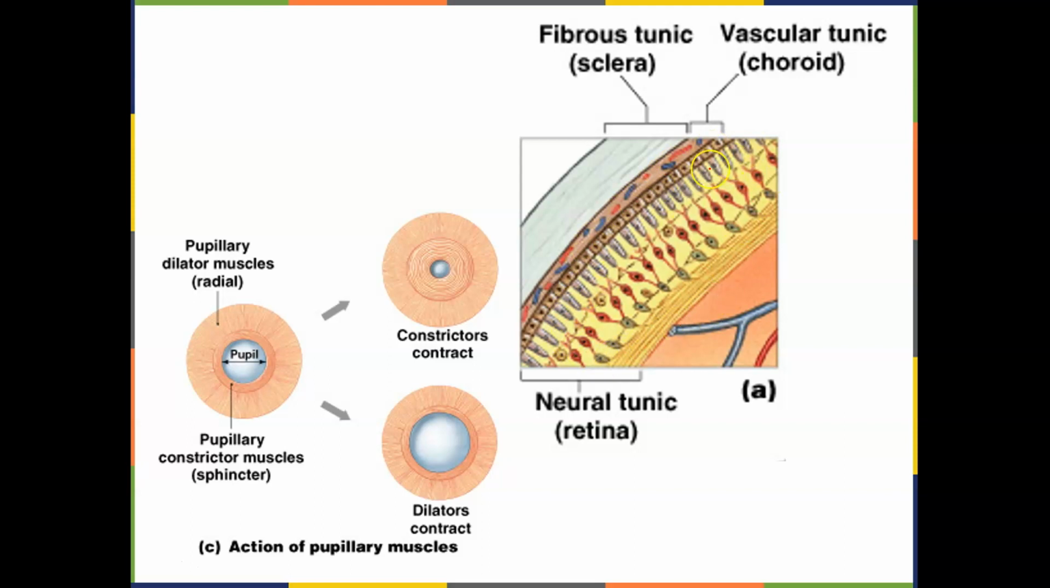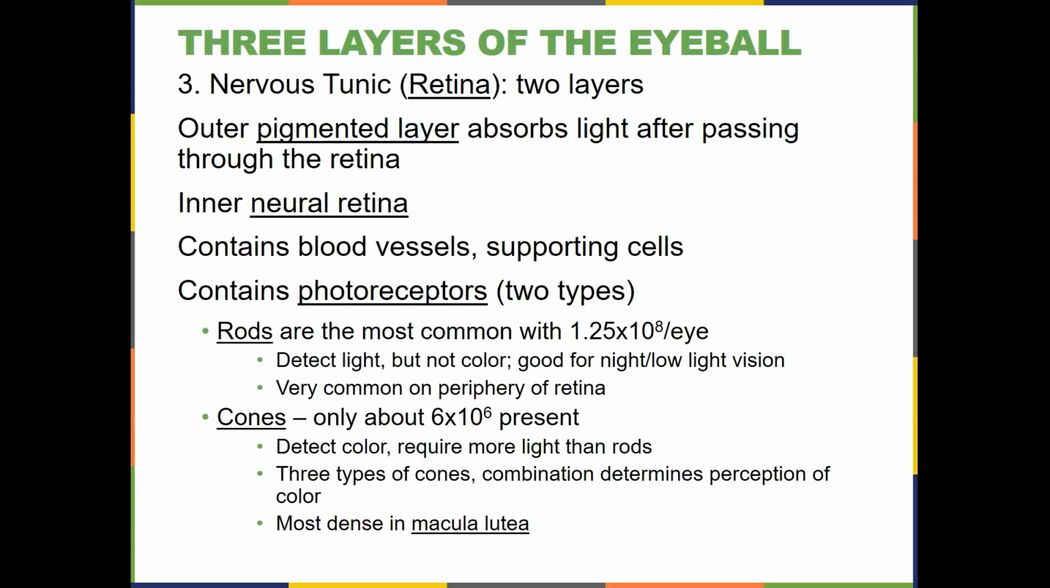So here you have a bunch of rods and cones aligning with different neural cells. Don't worry about what they're called right now. You'll hear a lot about that in physiology. And then you have the nervous tunic.